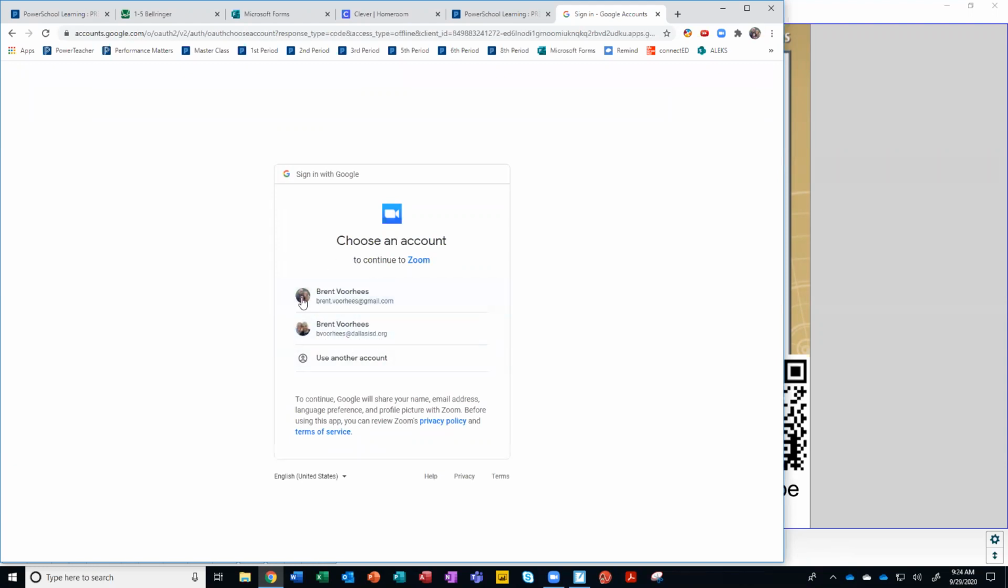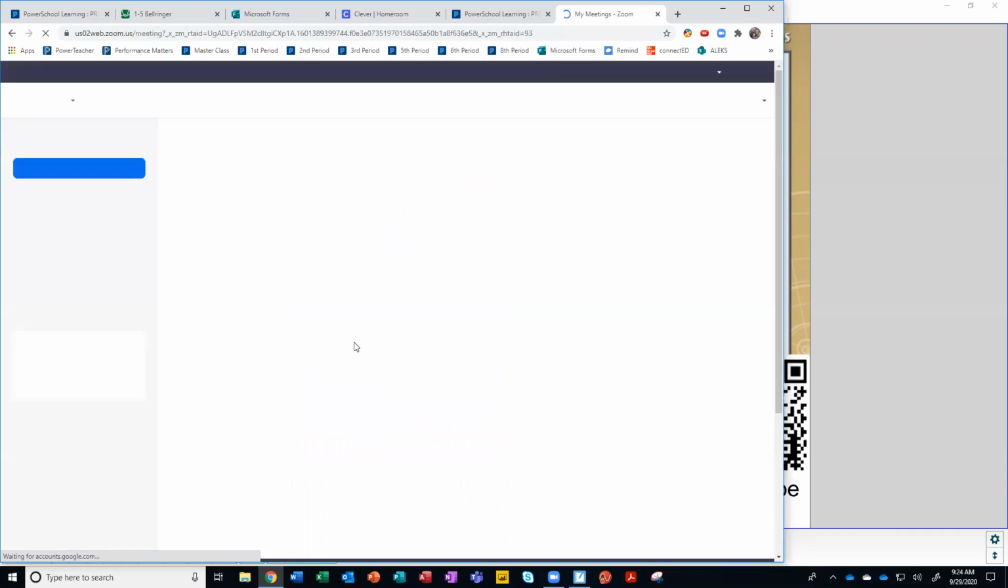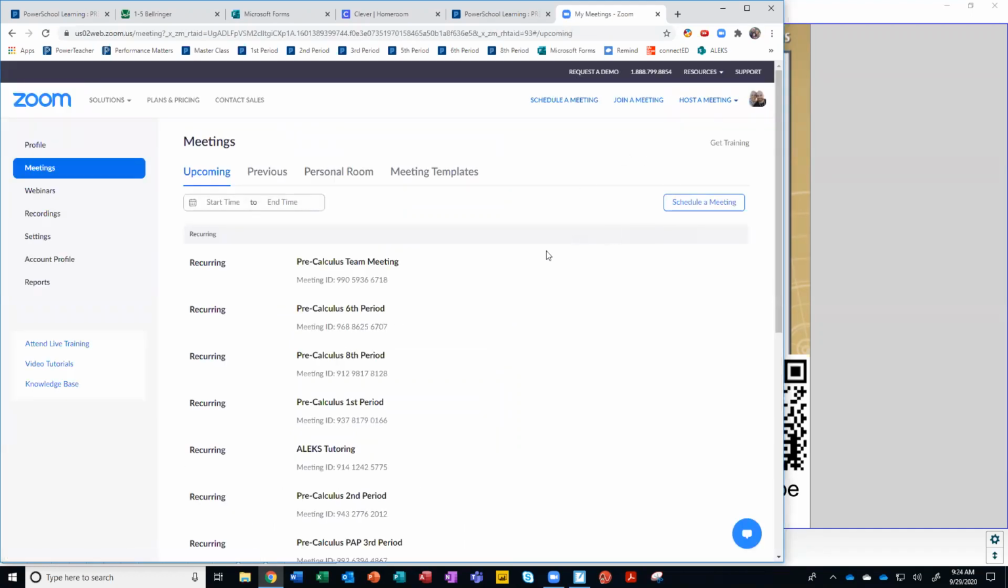So by this time, if you've just gone through Clever, it should already be there, but in case it's not, just use another account and add it. But you're looking for your ID number at dallasisd.org. Obviously, mine's a little different, but I'm a staff member, not a student. That's why mine's a little different, but that's what I'm going to choose here. And it's going to come to this screen.